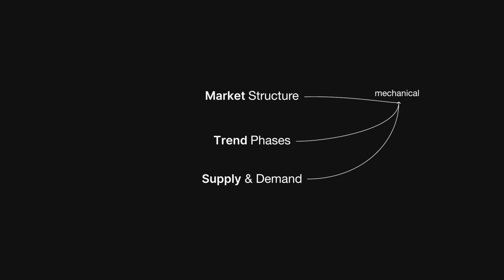So there's three components of this strategy that you need to understand. That's market structure, trend phases, and supply and demand. So even if you already know these, I recommend watching anyway just so you have a more mechanical way of doing it, because I don't think a lot of people are teaching you how to do it mechanically. And it's always good to trade objectively rather than subjectively.